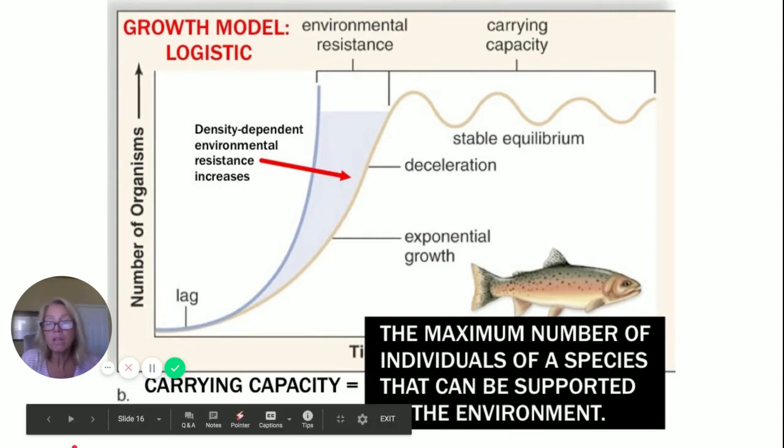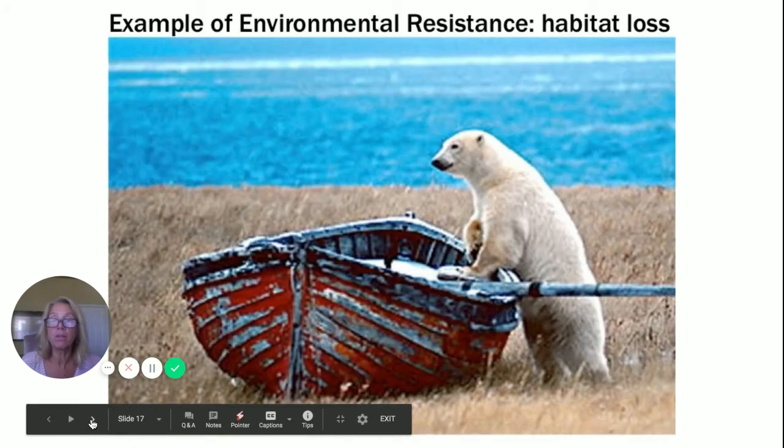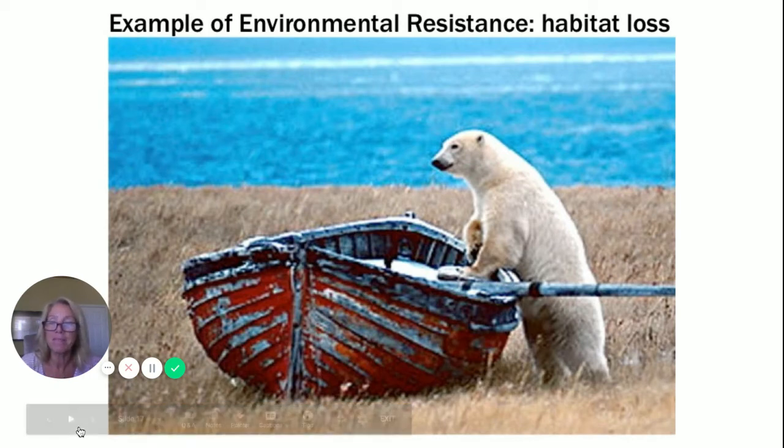All right. So now let's bring in one other way to describe population growth. Oh, sorry, forgot about this guy. Here's an example of environmental resistance, habitat loss, right? Not having an area, just like we talked about a little bit earlier. Not having an area to live. Habitat, remember, is where you're living.